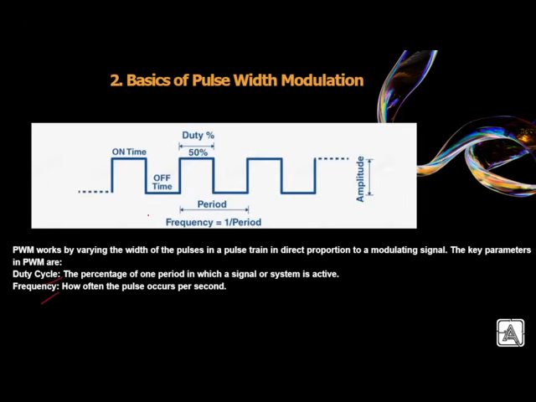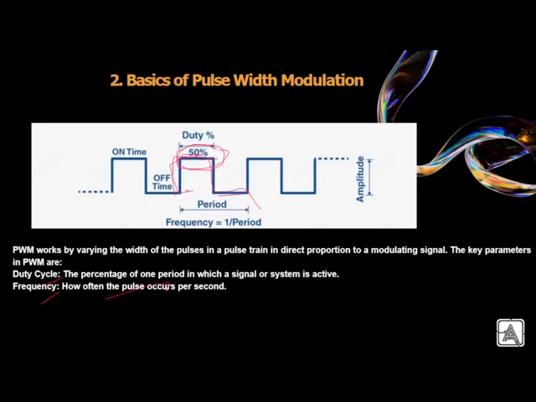What does the duty cycle mean? The percentage of one period in which a signal or system is active. That means here you can see that from here to here is one wave, and in one wave or one period, for how much time it is in the on state. On state means the higher state, high value. So here you can see that for 50% of the time it is in the on state in one period. One period means one wave, from here to here. So it is in the on state for 50% of the time. This 50% is known as the duty percentage or the duty cycle. So the percentage of time the cycle is in the on state in a given period is known as the duty cycle.